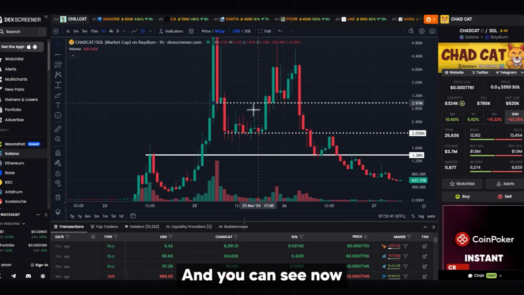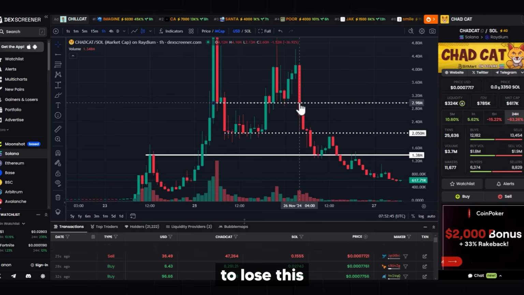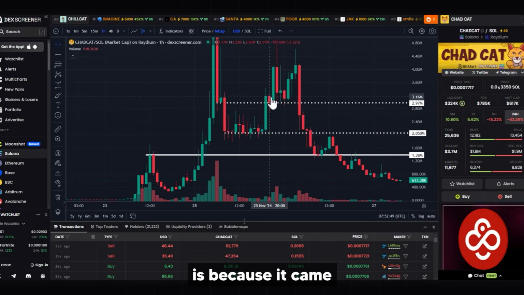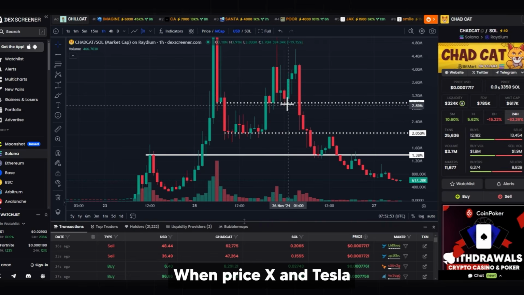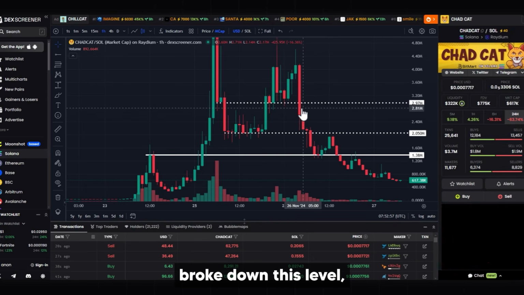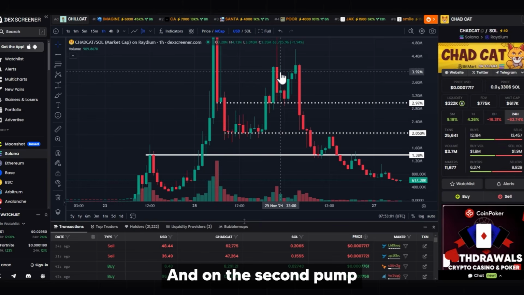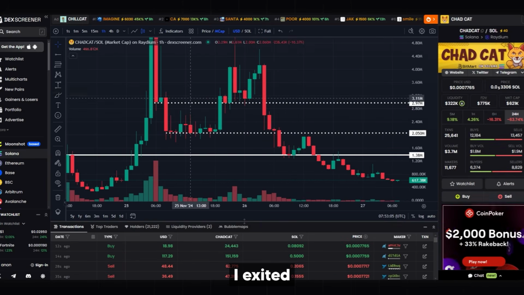And you can see that when price action went back up to this level, it managed to lose this support level. The reason it lost this support level is because it came up, tested the level, went up, and tested that level again. When price action tests a level more than once, it's usually likely to break down. And so when price action broke down this level, this is when I exited my positions, because we already had the initial pump, and on the second pump, the support didn't hold. Because of this, I exited my position here.